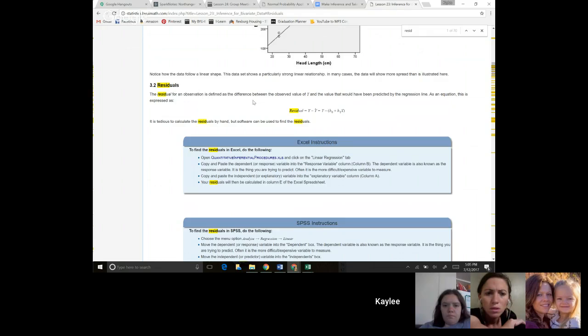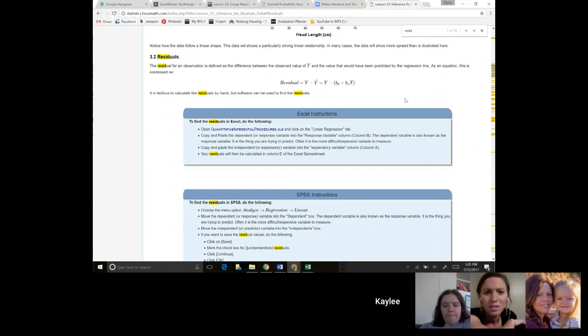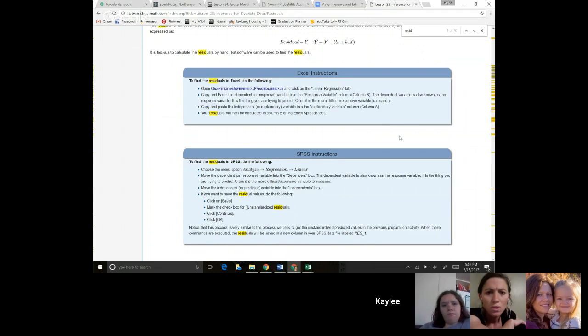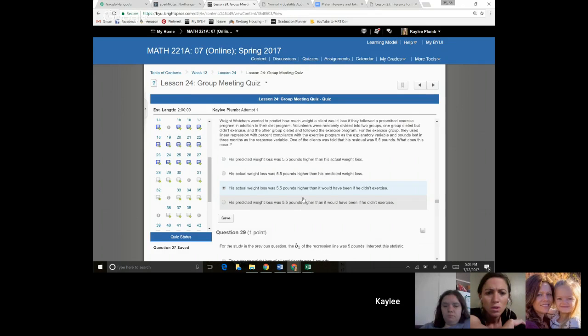So the residual for an observation is defined as the difference between the observed value of y and the value that would have been predicted by the regression line. So his personal residual is just the difference between what he got and where the regression line is. Yeah. We can move on.